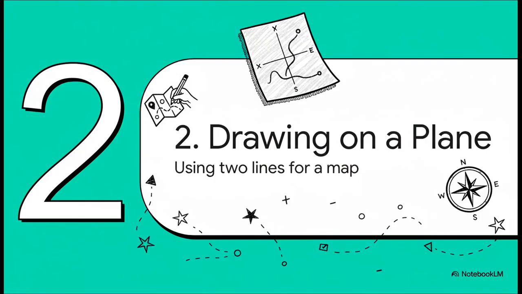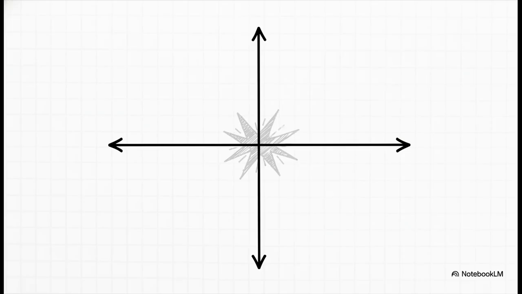But let's be real. A map isn't just one single line. A map is a whole flat page. So to find a spot on a flat page, we're going to need 2 lines. So here's what we do. We take 2 number lines. The first one goes side to side, horizontally. We call this one the x-axis. The second line goes straight up and down. That's our vertical line. We call that the y-axis.